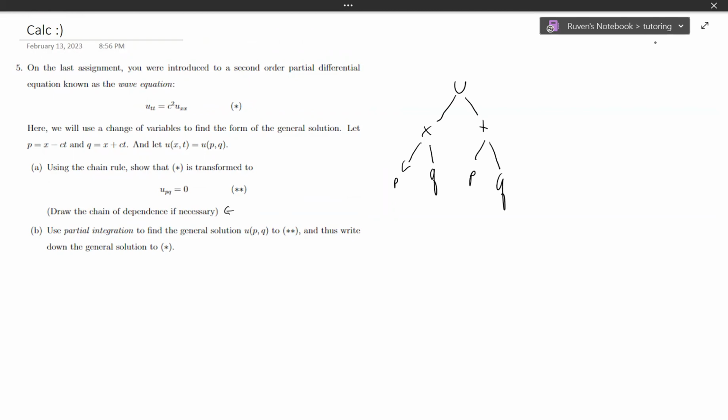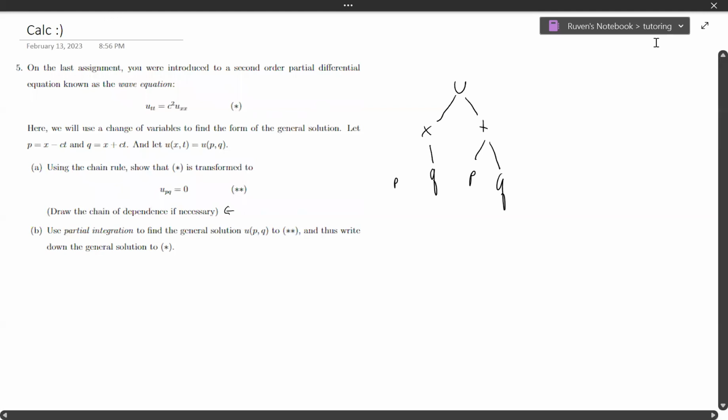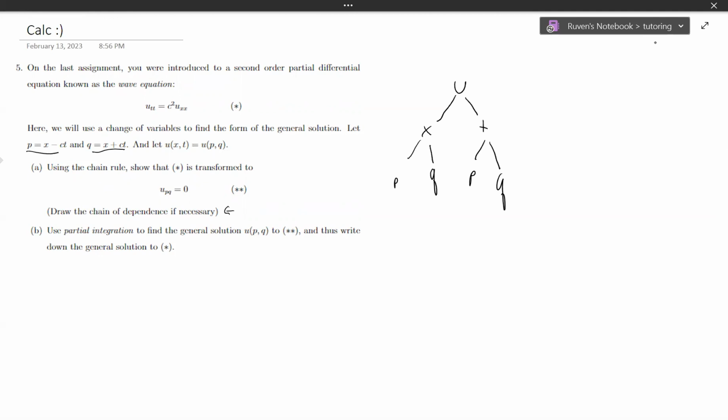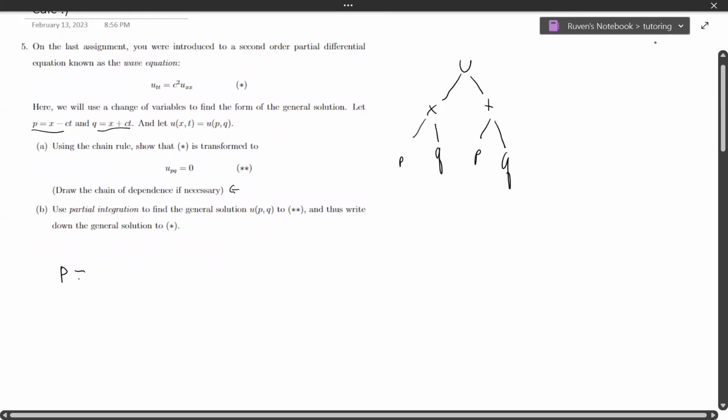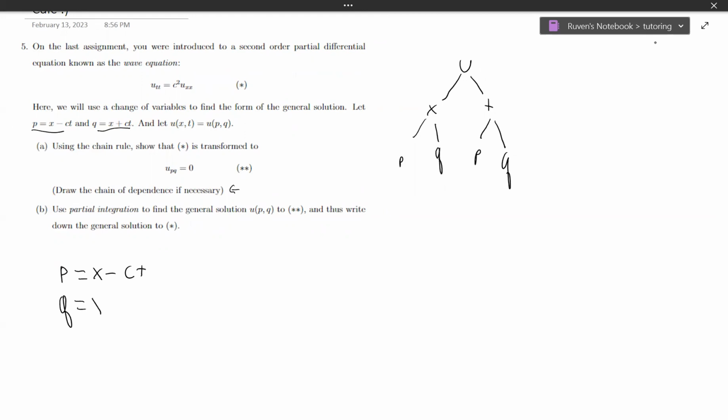So now, because x and t can actually be a function of p and q, from these equations I will isolate for x and t, so that I know what x and t are in terms of p and q. So let's do it. We have p equals x minus ct, and q is equal to x plus ct.